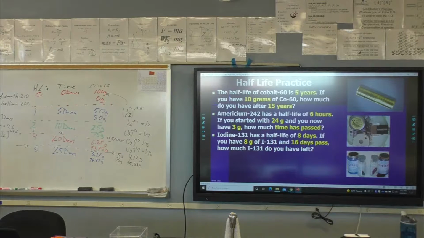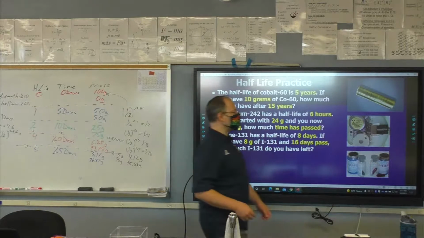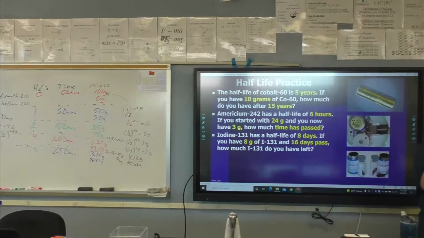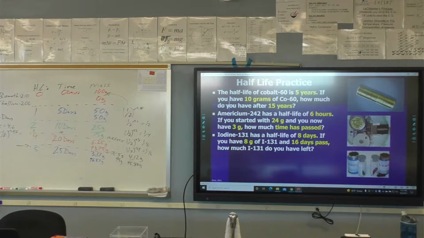So the half-life is 8 days, 16 days pass, that's 2 half-lives. So if you have 2 half-lives, you're going to start at 8 grams. So 8 grams at 0 half-lives, 4 grams at 1 half-life, and 2 grams at 2 half-lives. Sound good? All right, one more.